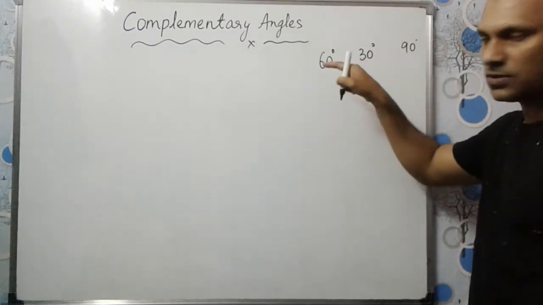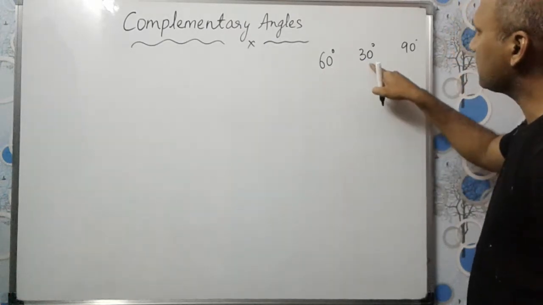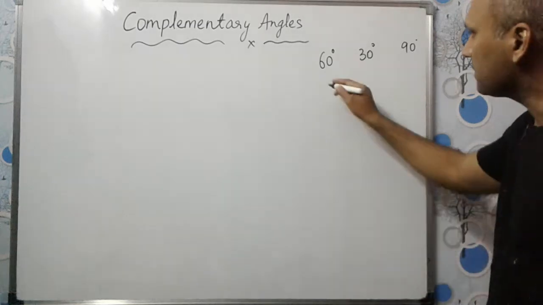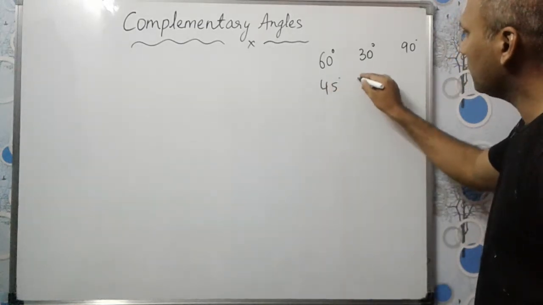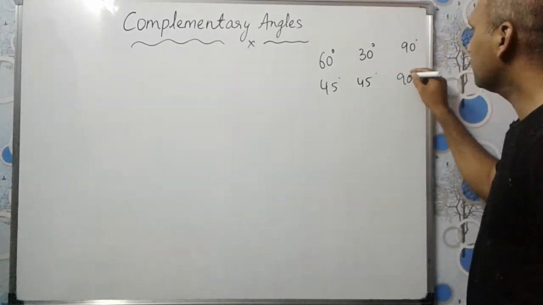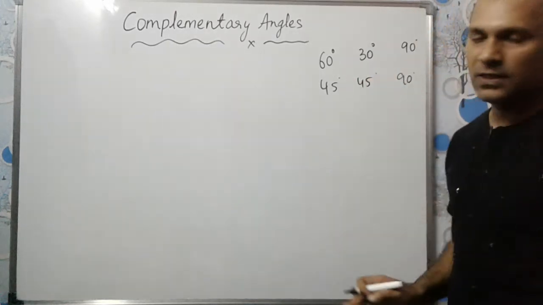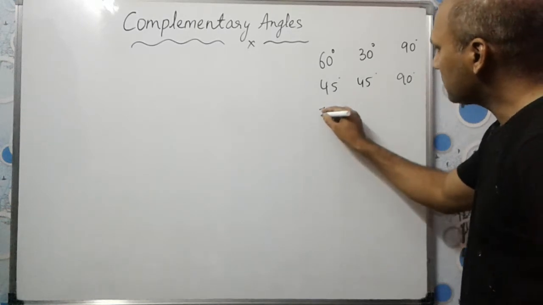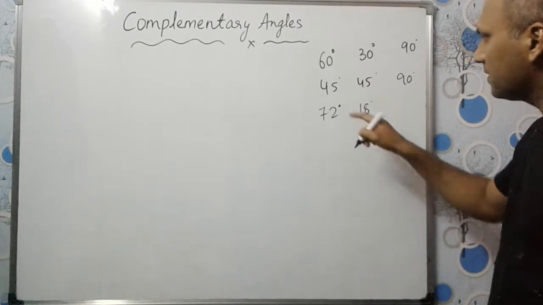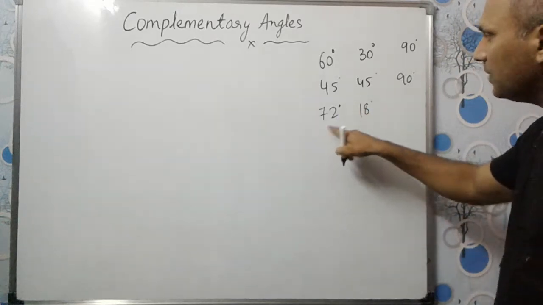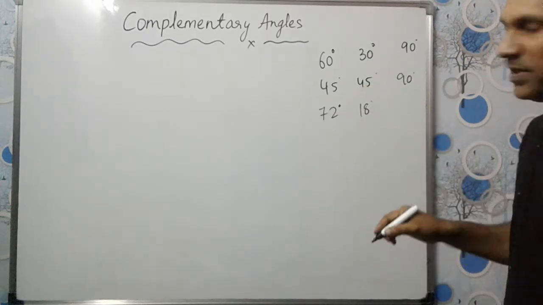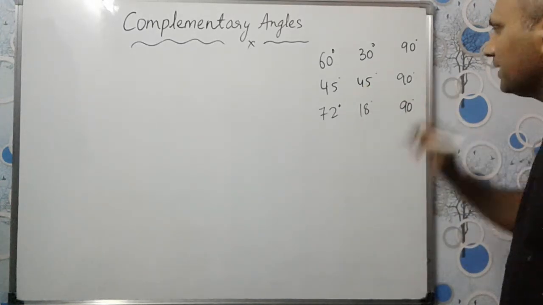Are these two angles complementary? Yes. 60 plus 30 will give us 90. So these two angles are complementary angles. In the same way, 45 degrees and 45 degrees. The sum is 90 degrees, right? So these two angles are complementary angles. If I say 72 degrees and 18 degrees, these two are called complementary angles because the sum is 90 degrees.